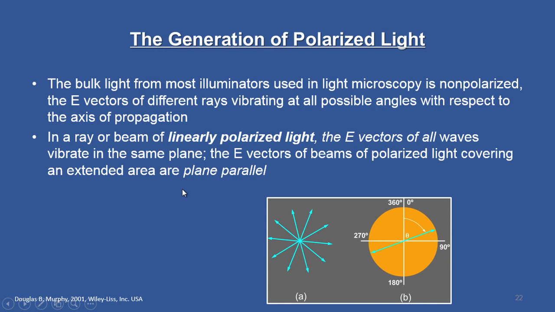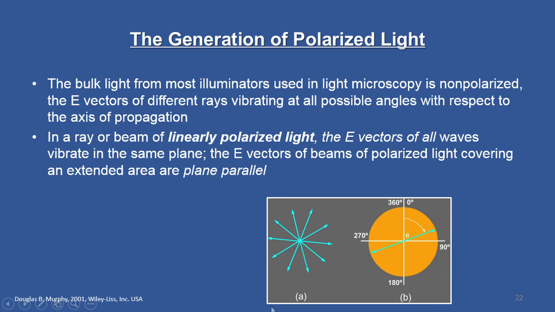First, we will introduce what is polarized light. We all know that the bulk light from most illuminators used in light microscopy is non-polarized. That means the electric vectors of different rays vibrate in all possible angles with respect to the axis of propagation. In a ray or a beam of linearly polarized light, the electric vectors of all waves vibrate in the same plane. So, the E vectors of a beam of polarized light covering an extended area are plane parallel.